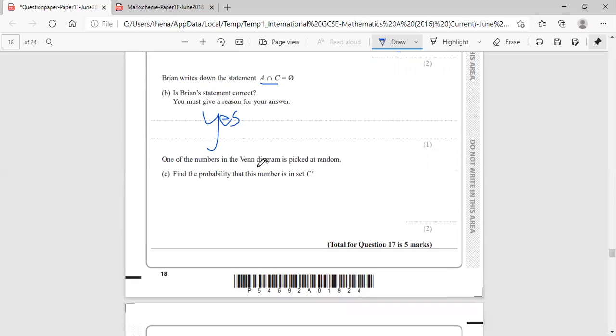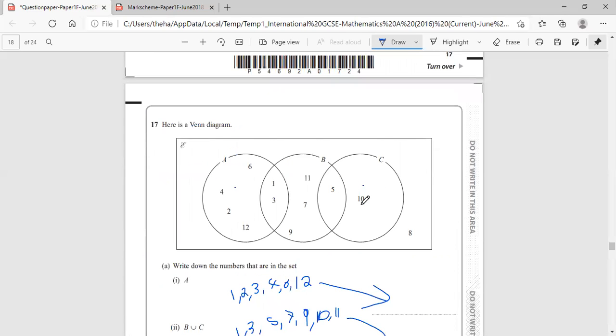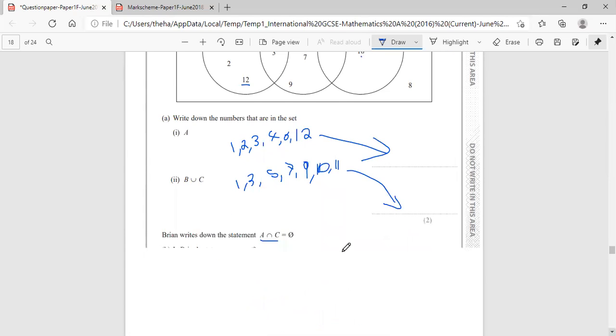So one of the numbers in the Venn diagram is picked at random. Find the probability that this number is not in set C. So what we need to do is count how many numbers there are. 1, 2, 3, 4, 5, 6, 7, 8, 9, 10, 11, 12. Or you could just look at the largest number and see it's 12. So how many are in C? 2. Okay, there are 2 in C. So that means there's 10 not in C.